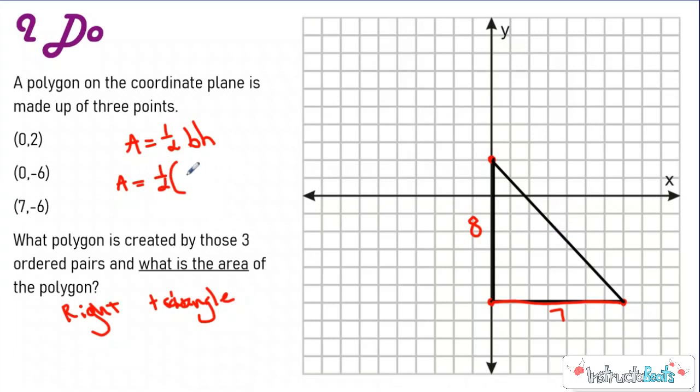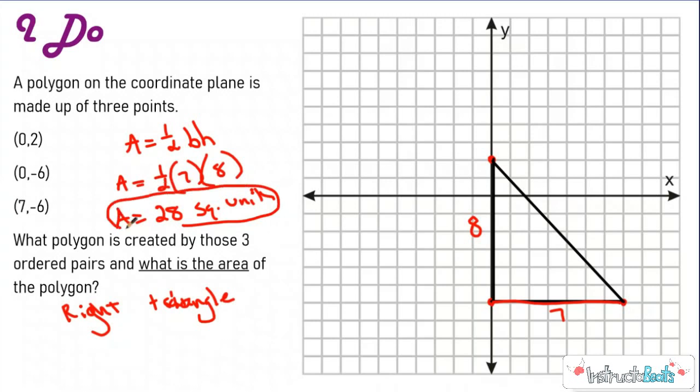So I know my base is 7. I know my height is 8, right? So 8 times 7 is 56. Half of 56 should be 28. So I think that this is 28 square units that cover the inside of my right triangle. So again, if I was going to cover the inside of the shape, there should be 28 square units. Now, let's just count real quick one by one just to see if we were close, right?